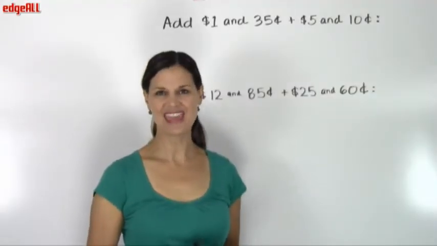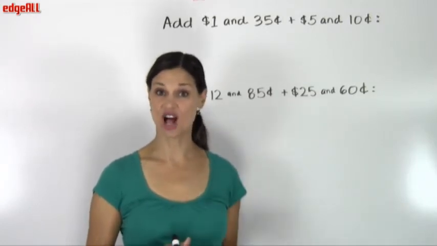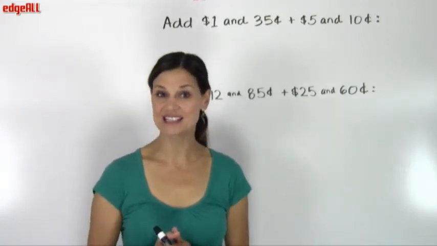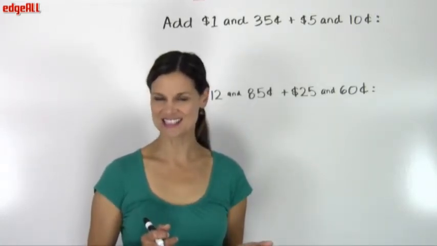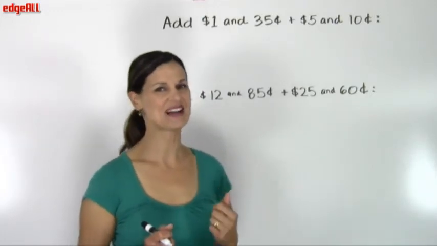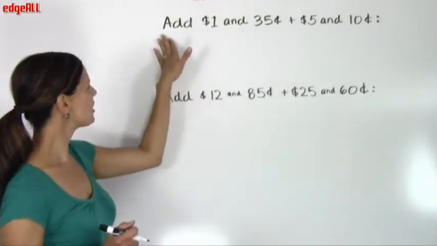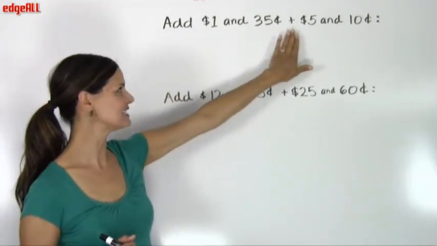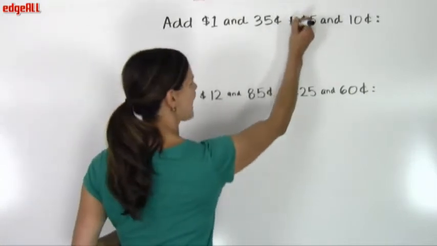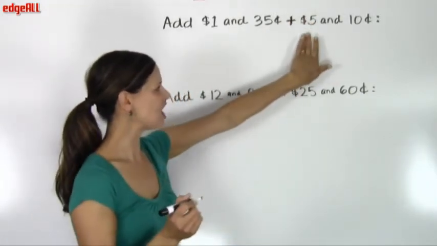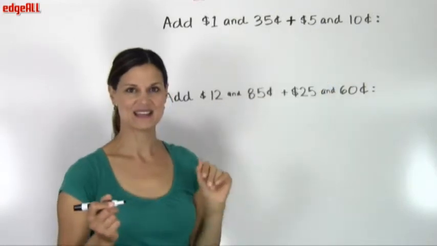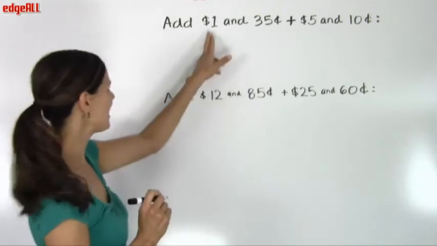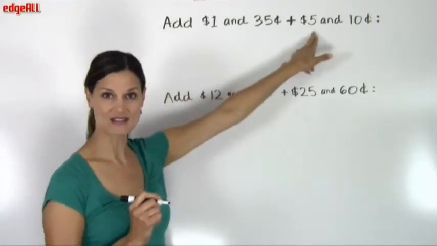So how do we add money written using dollars and cents? We will still follow the rule that we just talked about. We add dollars to dollars and cents to cents. Let's do a couple of examples. First, we're asked here to add $1.35 plus, so we need to add that together with $5.10. So following our rule of adding dollars to dollars, let's begin with adding $1 plus $5.